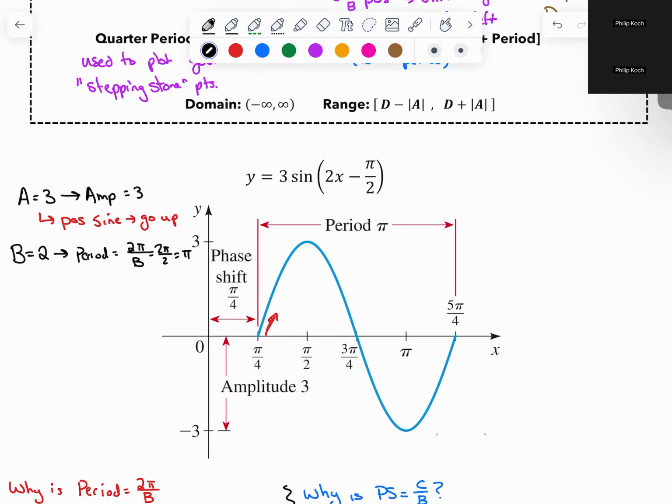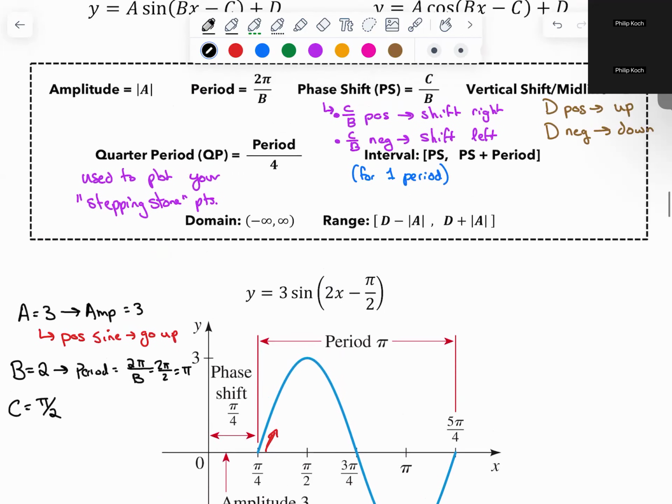Next, we're going to find c. Now, is c pi over 2 or is c negative pi over 2? It's pi over 2. Now that might be a little bit weird, but I'm going to put this as a side note up here. It's an asterisk.